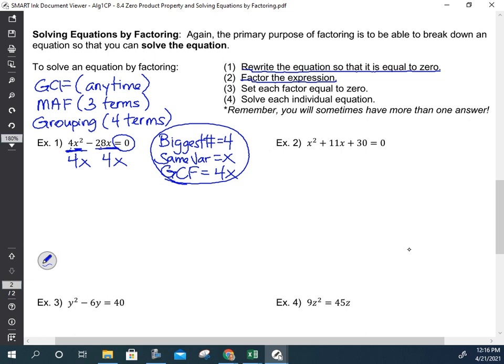So, divide by 4x. So 4x is your greatest common factor. 4 divided by 4 is 1. X squared divided by x is x. 28 divided by 4 is 7. And the x is canceled out. So now it's factored.